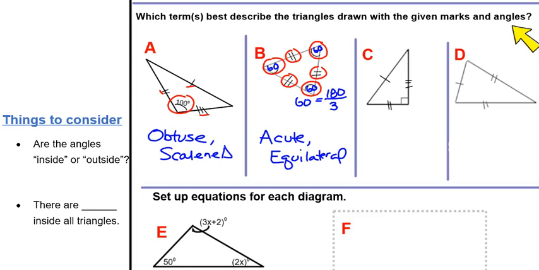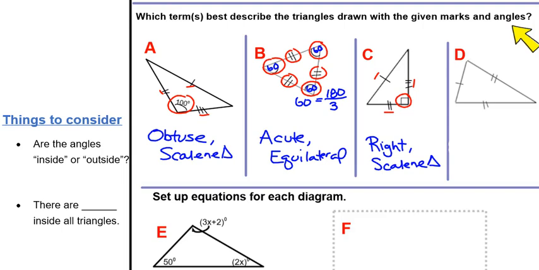Looking at question C, I notice that I have this 90 degrees right here in the corner, so that tells me it's going to be right. And then I look at my tick marks and I see that I have 3 tick marks, 2 tick marks, and 1 tick mark. So again, that tells me that I have a right scalene triangle.